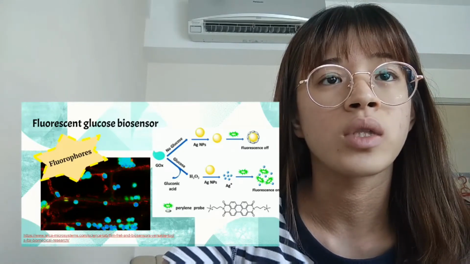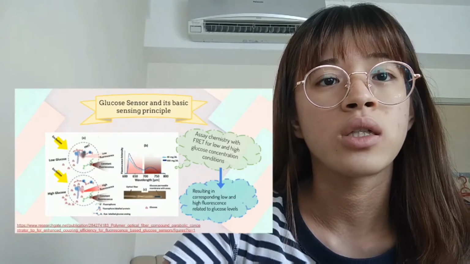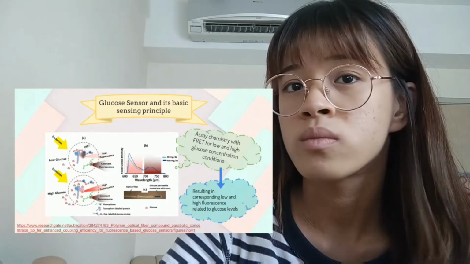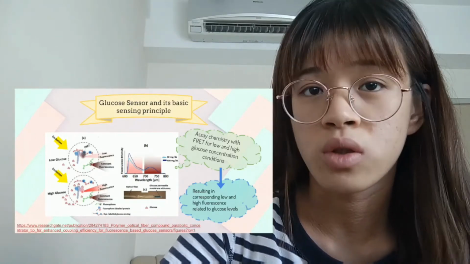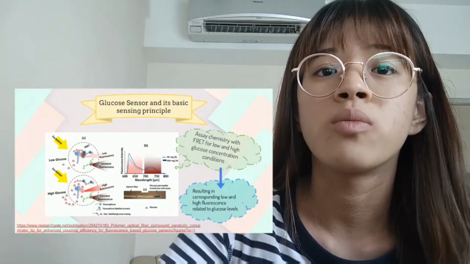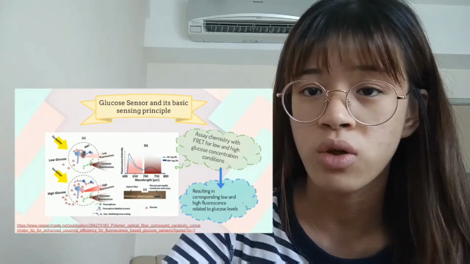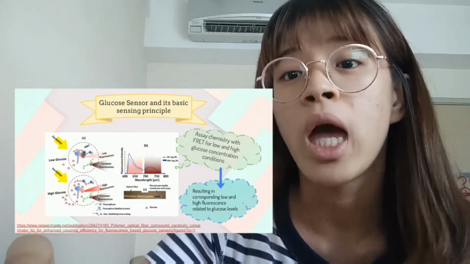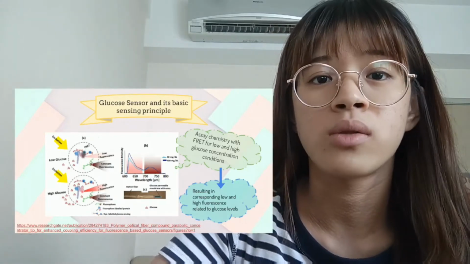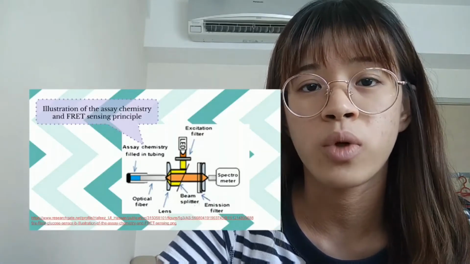You can see from the slide, when there is a low glucose concentration, the result will be low fluorescence, and with a high concentration of glucose, there will be high fluorescence as a result. The next slide will be the illustration of the assay chemistry and the FRET sensing principle.